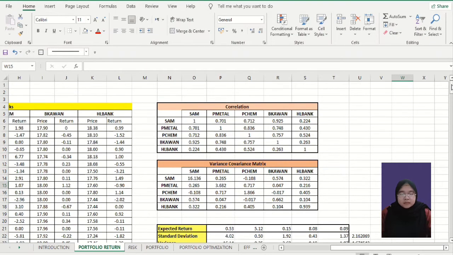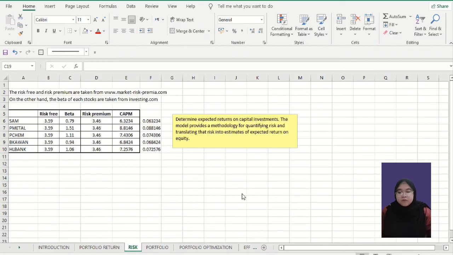Okay, next is the correlation and variance-covariance matrix. For the correlation, we refer to the data from the price of each stock, and the variance-covariance matrix is based on the return of each stock. We move to the next part, which is risk and return.